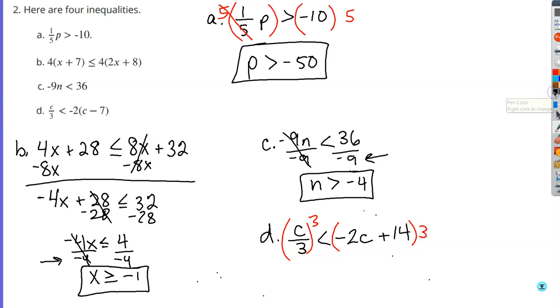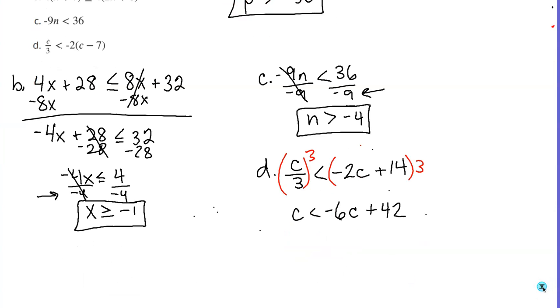Make sure you multiply each term. This one, the 3's cancel. That's the whole point, so we get C. The number I was multiplying by was not negative, so I don't have to flip the sign. 3 times negative 2 is negative 6C, and 3 times 14 is plus 42.